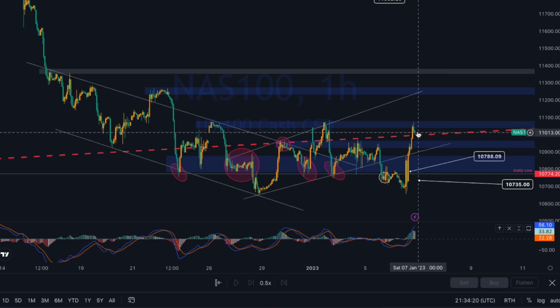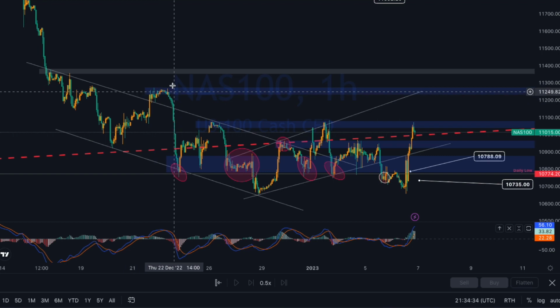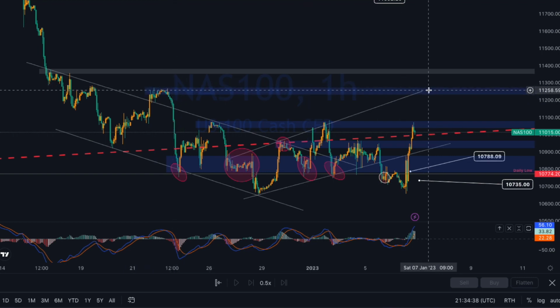If it looks like it's going to be pushing up to around this level, then I'm going to wait, because the best possible opportunity for me, especially if it doesn't break above this zone over here, would be to look for sells at this level. So at the moment, this is how it looks.